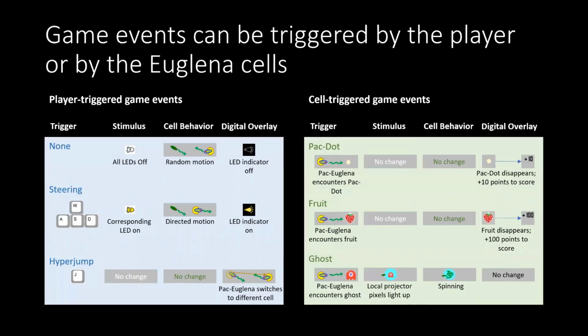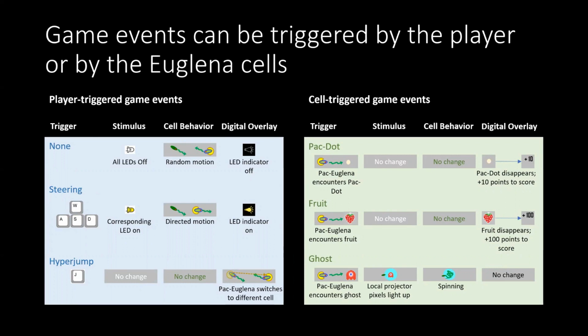So these ended up being the possible game events in Pac-Euglena. On the left, you see the events triggered by the player. So steering by the LED stimuli was done with the W, A, S, and D keys. Pressing these keys reflected what the player was trying to get the Euglena to do.